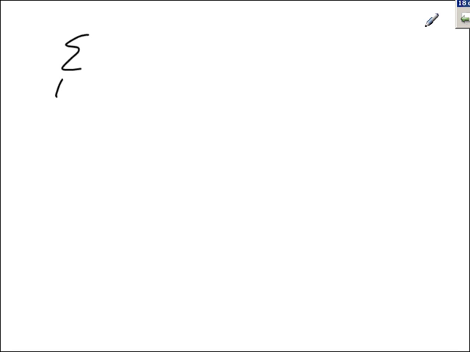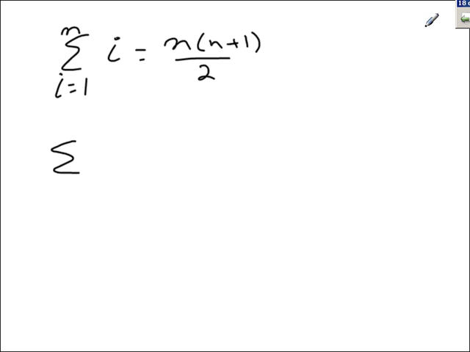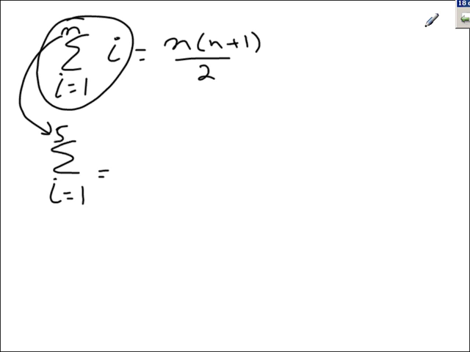Remember that the summation of i as i goes from 1 to n is n times n plus 1 over 2. So if somebody asks you what is the summation as i goes from 1 to 5, well, it fits right into this so long as you say n is 5. It has i equals 1, it has i here, it has the sigma notation, and it's 5. So you're going to get the same result, except instead of n, we're going to write 5.